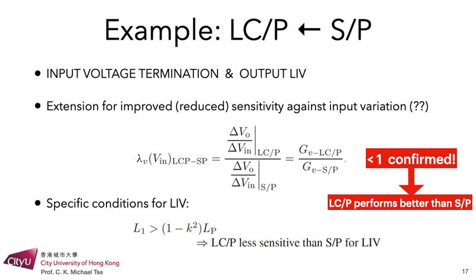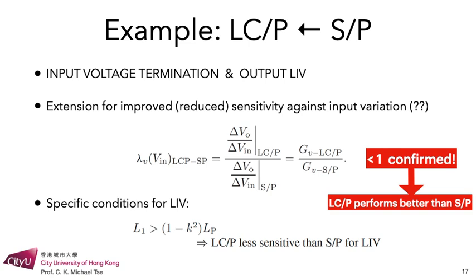So by doing this, we can show that in fact this lambda is less than 1, and therefore the LCP, so we are comparing the LCP with the SP circuit, and here because this lambda is less than 1, then LCP performs much better than SP circuit.